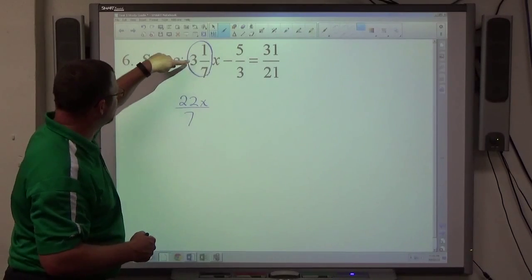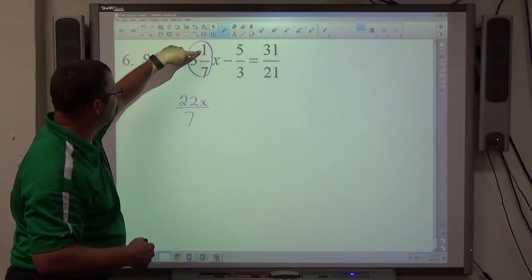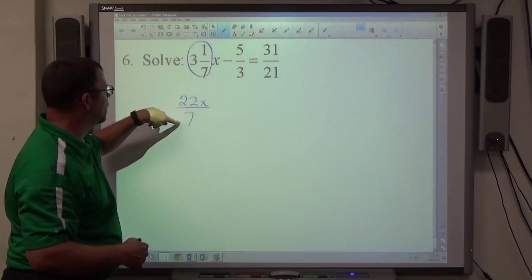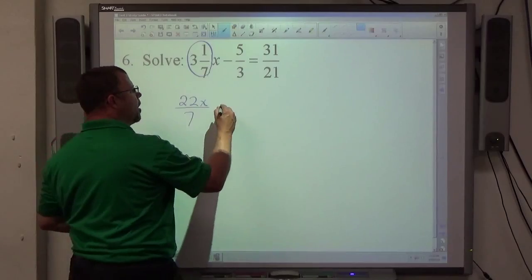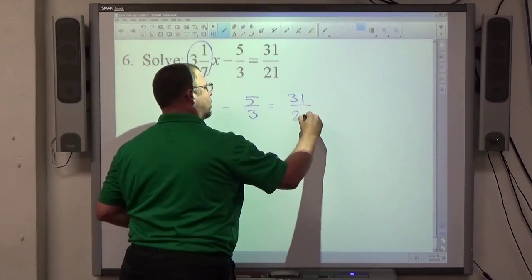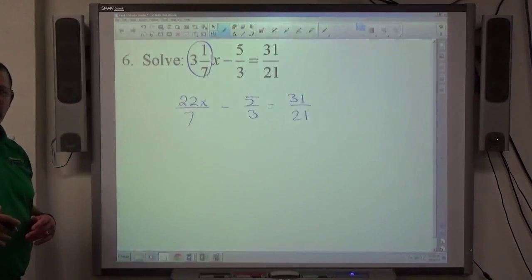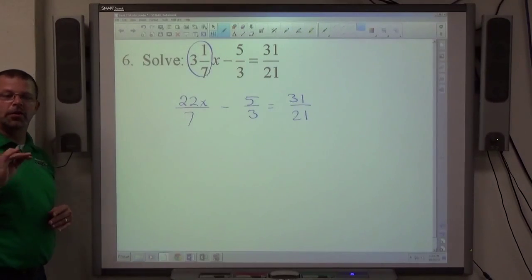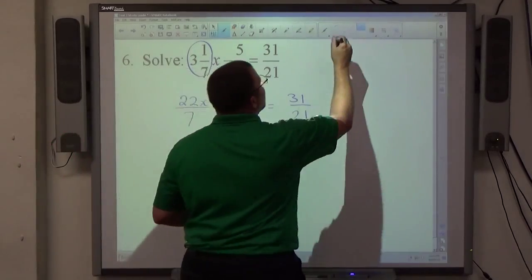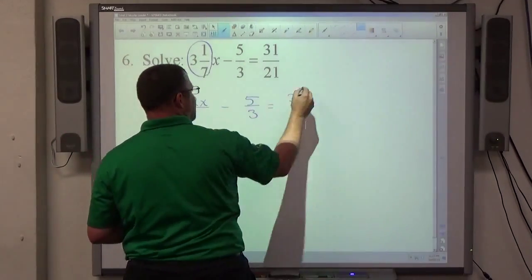But again, the top number, multiply these, add the top. 3 times 7, 21 plus 1 is 22. Put that over the denominator 7. Again, x belongs on top. Minus 5/3 equals 31/21. That's priority 1 for me. If I'm going to get rid of fractions, I want everything to be a regular fraction. I don't want mixed numbers. Mixed numbers cause mistakes.